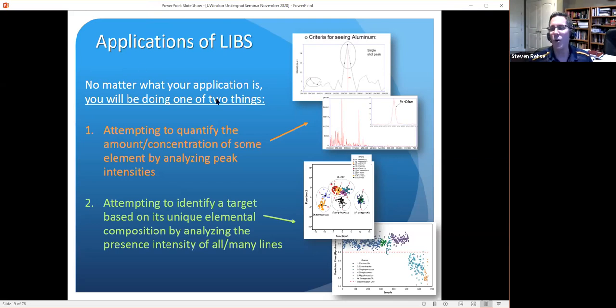So many applications, but as I thought about all the papers that have appeared on LIBS, if they're not a theoretical study, I've determined that all of them are attempting to do one of two things. You are either attempting to quantify the amount or concentration of some element by analyzing a peak intensity. That is, you look at the size of that peak, and if you are careful, in what's called analytical chemistry, you relate the size of that peak to how much stuff was in the target. And I've done studies like this. We were trying to determine how much zinc is in a human fingernail, and whether that is related to how much zinc you have in your diet.